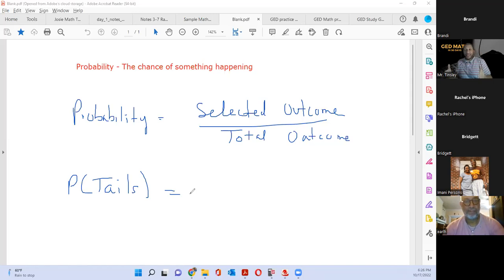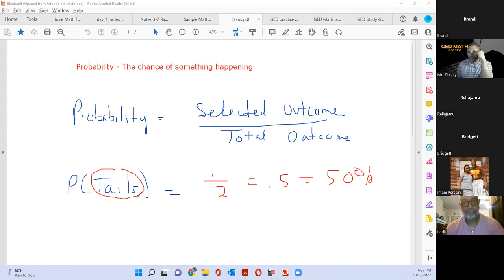So the selected outcome is this. Hold on, let me get the red pen. This is the selected outcome. How many ways can you get tails? One. How many total outcomes can you get on a coin? Two. So the probability of flipping tails is 1/2, 0.5, or 50%. You have to know the fraction, decimal, percent equivalent. That's it.